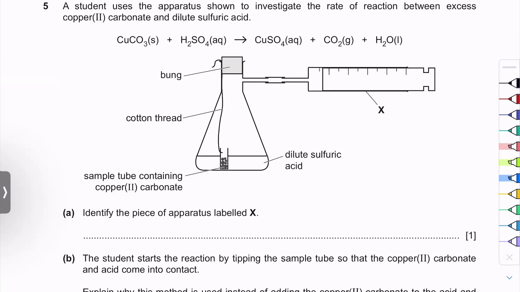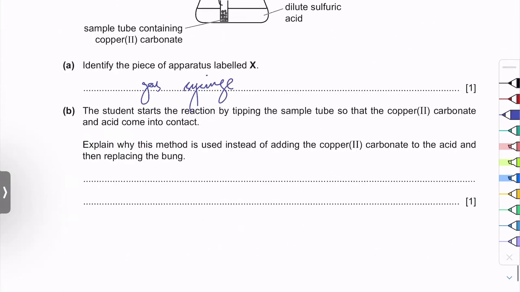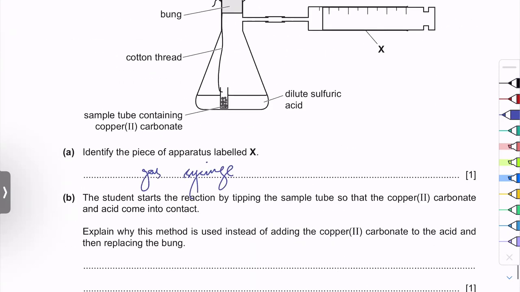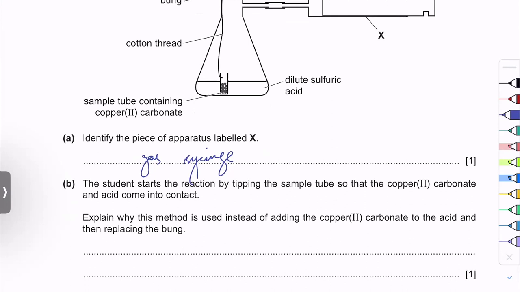Identify the piece of apparatus labeled X: gas syringe. No brainer. So it starts the reaction by tipping the sample tube. Which sample tube? This sample tube. Okay, fine. So that copper carbonate and acid come into contact. Obviously, if they don't come into contact, there will be no collision, and if there is no collision, they will not react.